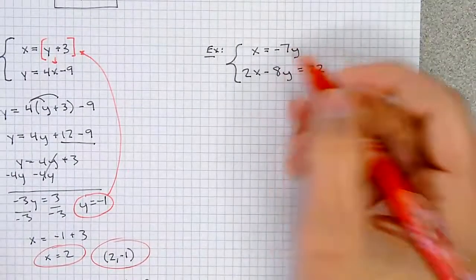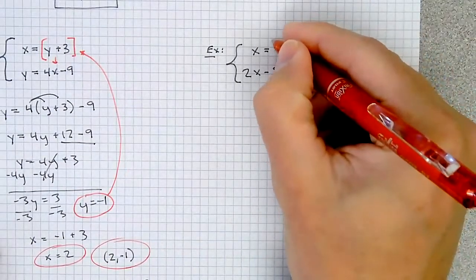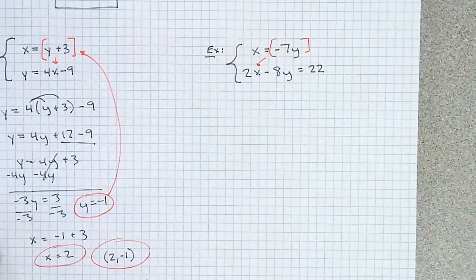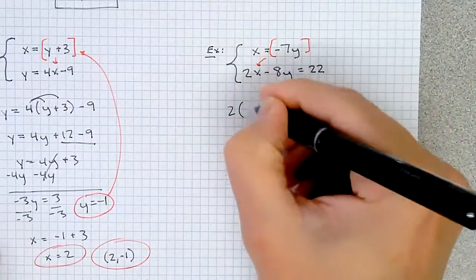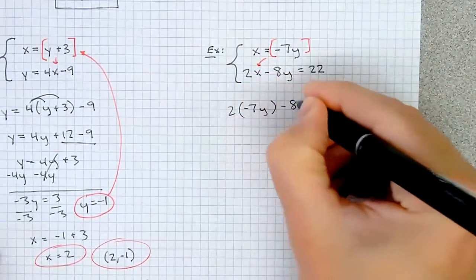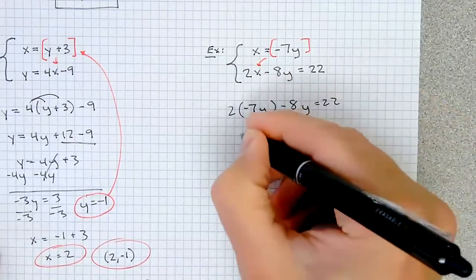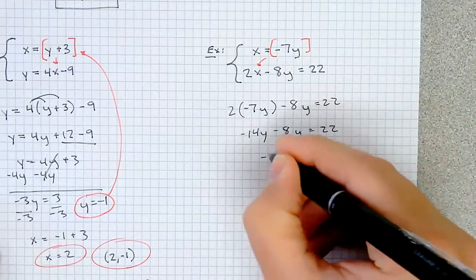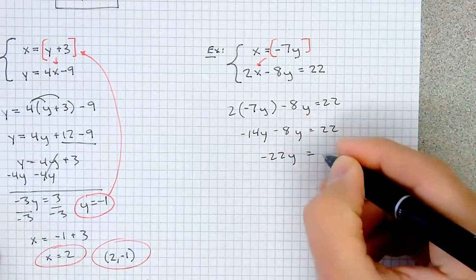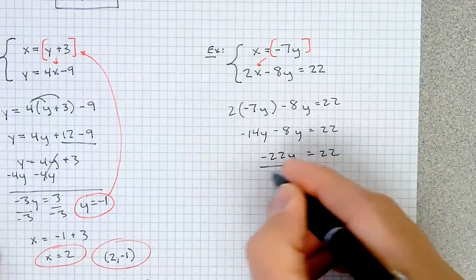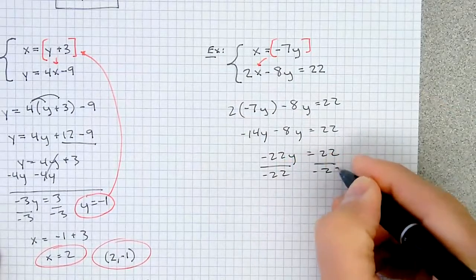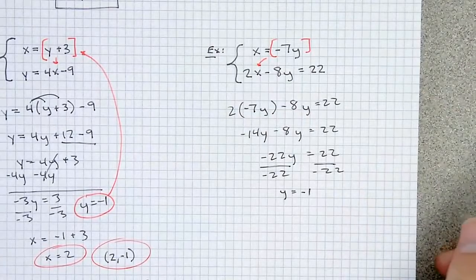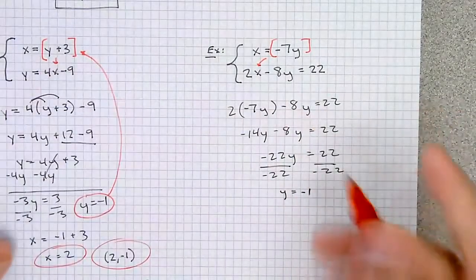Last one here, x equals negative 7y. So we're taking this, plugging it in for x. So 2 times negative 7y minus 8y equals 22. Negative 14y minus 8y equals 22. Combine my terms, negative 22y equals 22. Divide by negative 22. Get an answer of negative 1 for y.